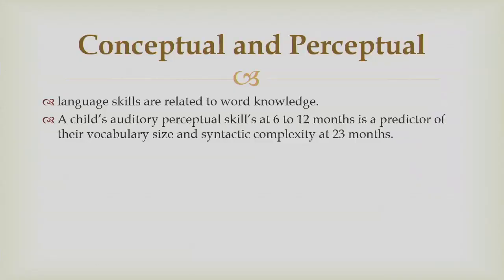Conceptual and perceptual. Here, what we need to understand is that the concept of language is also related to word knowledge. How much does the child know? How many words do they know to be able to express themselves? A child's auditory perceptual skills at 6 to 12 months are a predictor of their vocabulary size and syntactic complexity at 23 months. So the perception of sounds at a very early age determines the vocabulary size about 2 years later, yes. All right, so those are the factors that influence language development.